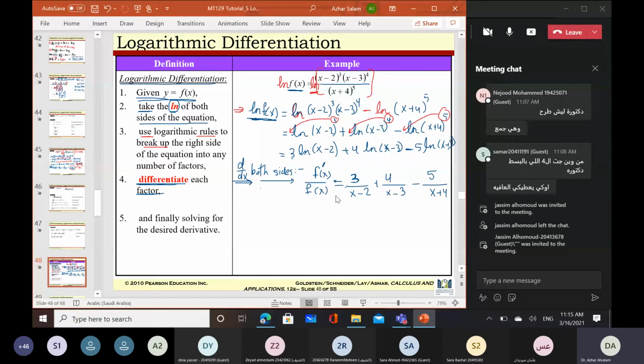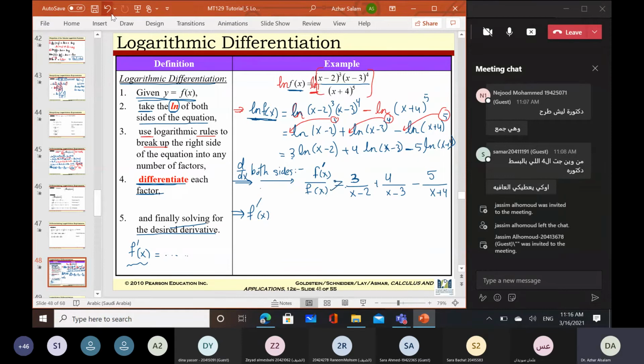I finished the derivative now. I differentiated both sides. The final step is to solve for the desired derivative, which means that I have to find f dash of x alone on one side. I write f dash equals. This is f dash, but it is divided by f. And I have the definition of f here. So here, I only have to write f dash of x.